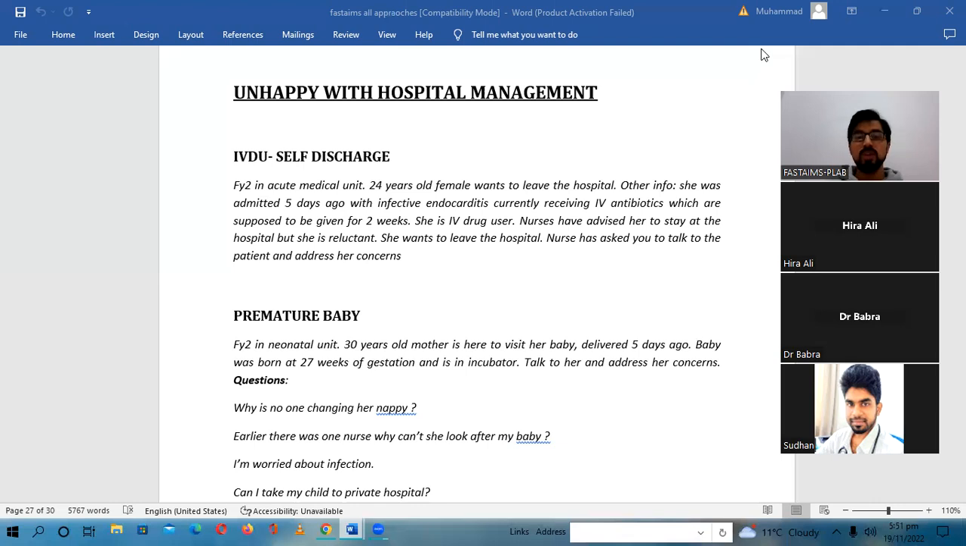So you need to make the patient a bit frightened so that the patient may not run away, because she is an IV drug abuser, and she might leave the hospital.